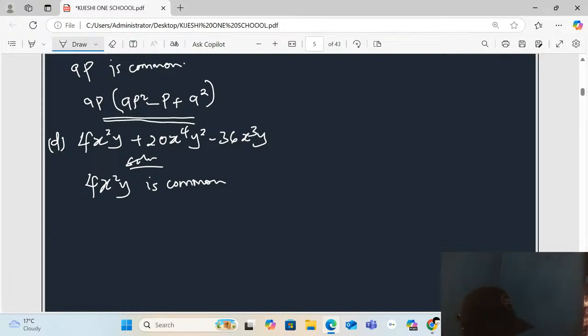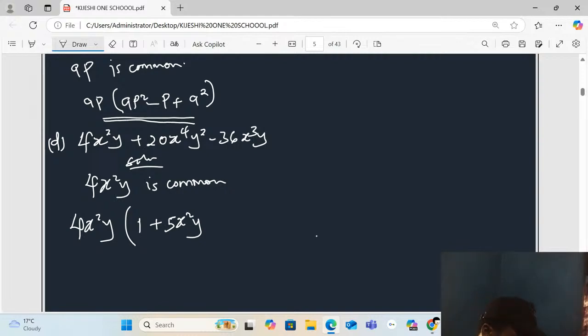You now factor it out. So we have 4x squared y. Now 4x squared y into, that will be 1s. 1 plus. Now 4 into 20, we have 5. Then x squared into x to the power 4, we shall have x squared. Then y into y squared, we shall have y. So we have 5x squared y.